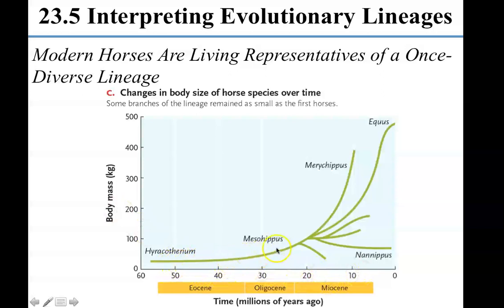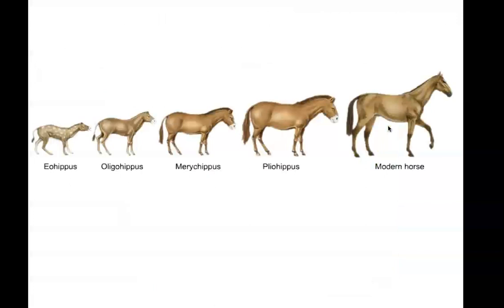And you can see these horses generally got larger, but some got larger and then they got smaller. Some got larger and then they got smaller. Some got larger and then flattened out. And modern horses are the biggest of this lineage. So modern horses are descended from a lineage of ancient horses that over time got bigger and bigger. All right, so that kind of goes in line with this display.